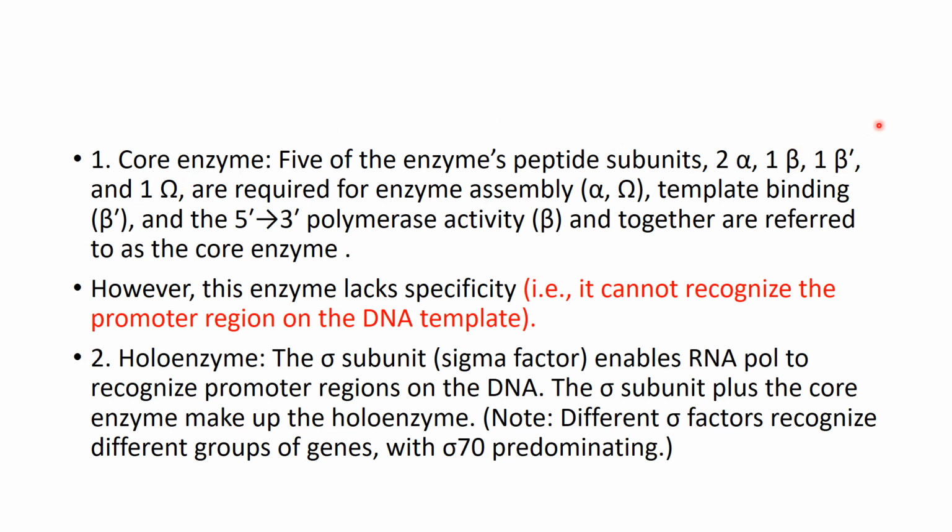These 4 units are organized because of the presence of omega, which helps in the arrangement of these 4 subunits. And the polymerase moves in the 5' to 3' direction of what? Of mRNA. Be careful, mRNA. Whereas the template is going to be 3' to 5'.